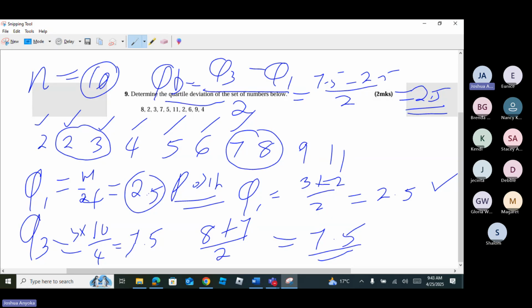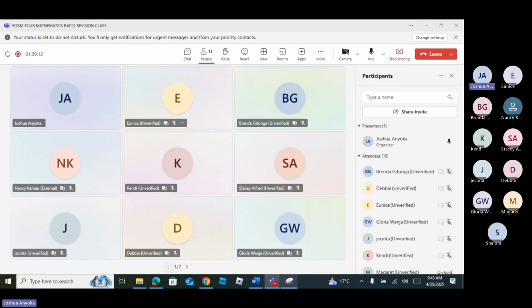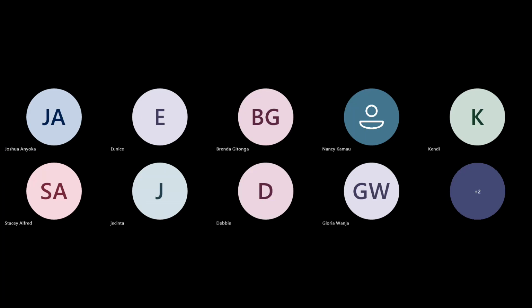That's all about the quartile deviations and the quartiles for ungrouped data. Others will come in along the way. This marks our last day of our discussion.